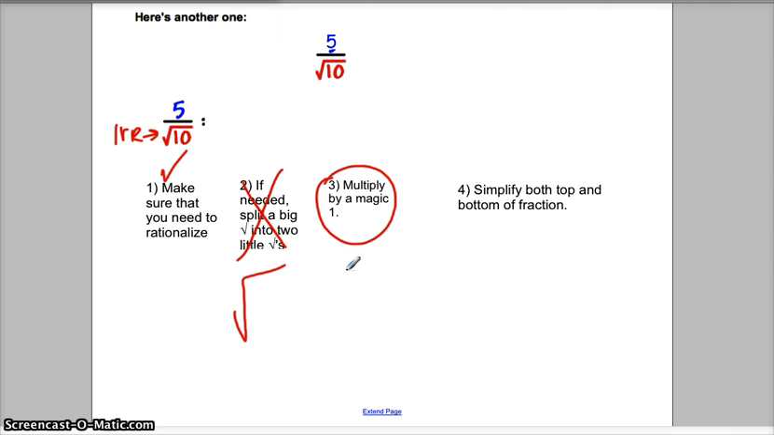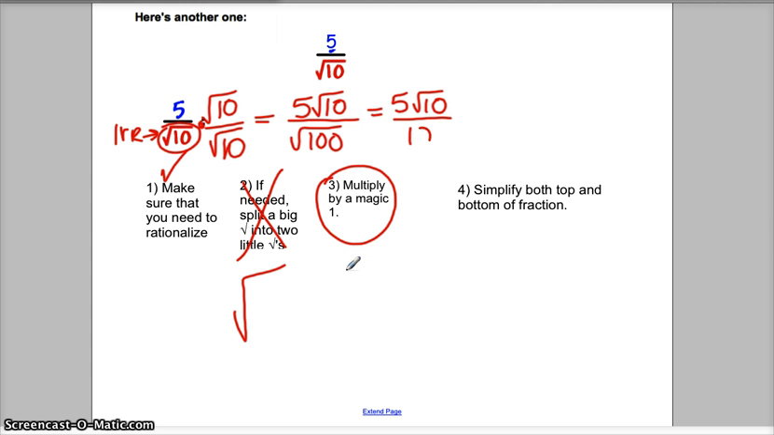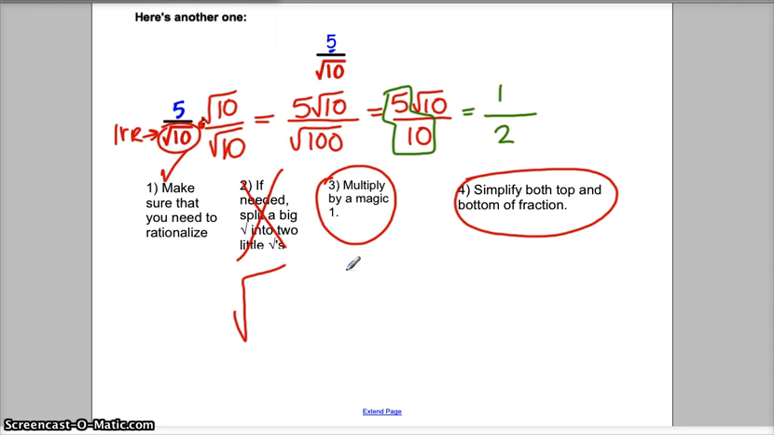Because the square root of 10 is what I want to get rid of, I multiply both the top and the bottom by the square root of 10. This ends up equaling 5 square root 10 over the square root of 100. Well, the square root of 100 is 10. Check your fourth step, simplify top and bottom. If you notice, 5 over 10 is a fraction that can simplify to 1/2, and we still have the square root of 10. We know that we don't need ones in front, so don't feel obligated to write it.